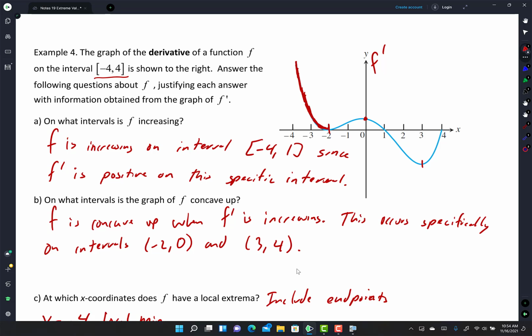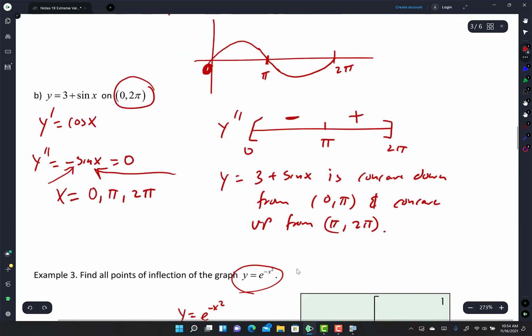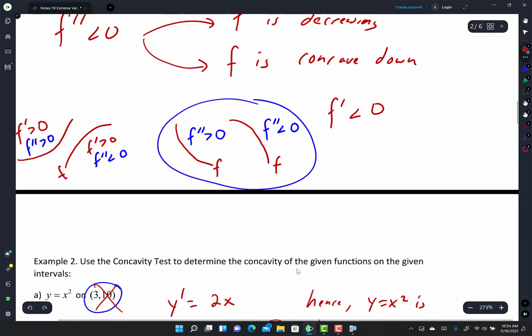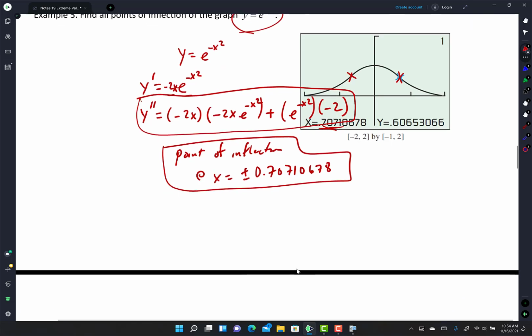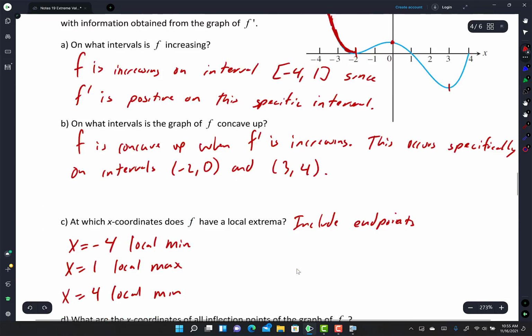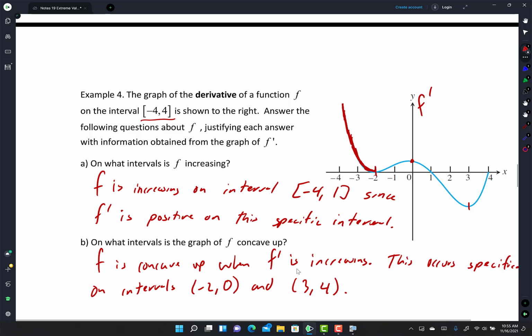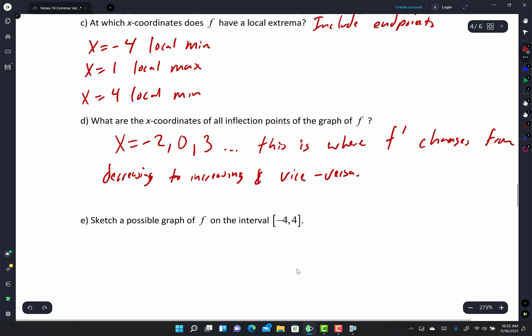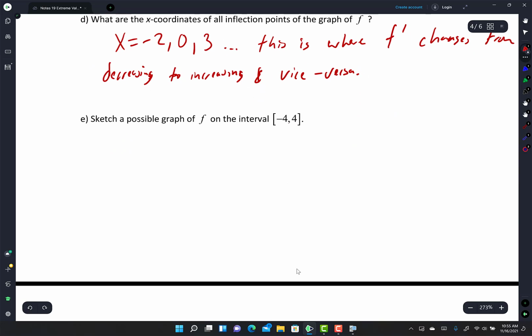Okay, let's slow down. What's going on with f prime here? Is f prime increasing or decreasing? F prime is decreasing. So remember, if f prime is decreasing, that means f prime prime is negative. So if f prime prime is negative, that means f is concave down. So that part in red, f is increasing and concave down. Perfect. So start with an increasing concave down graph.